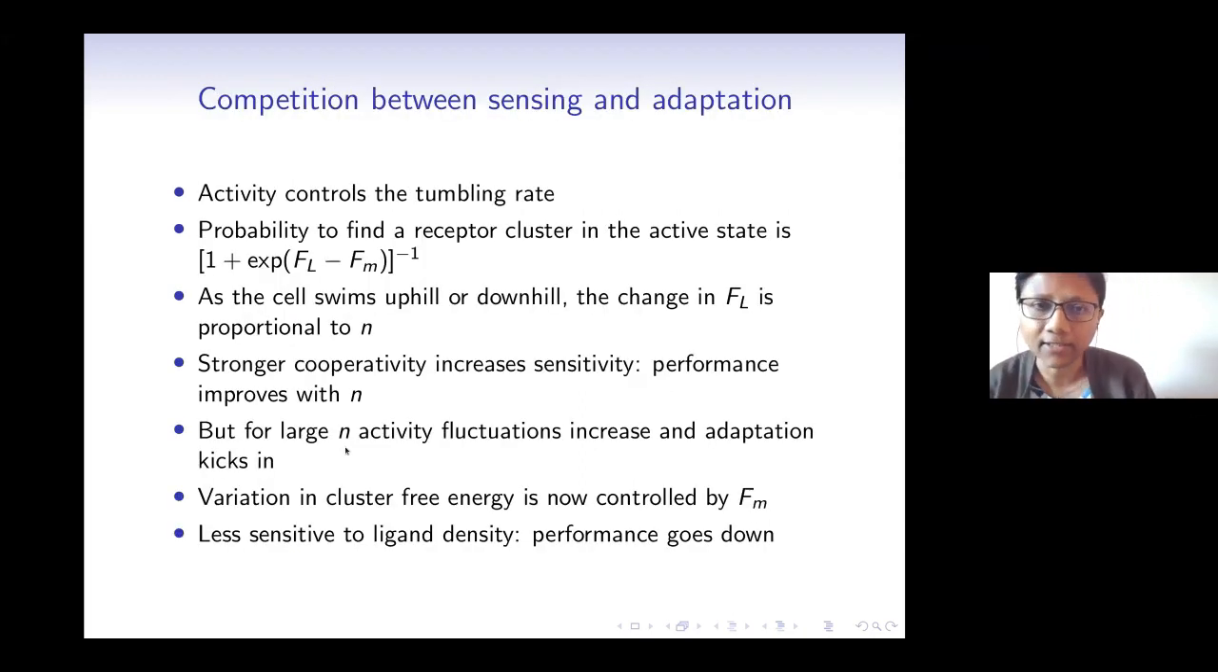To understand this behavior, we... you have 1 more minute? Sorry, 1 more minute. Okay, so I don't have time at all.